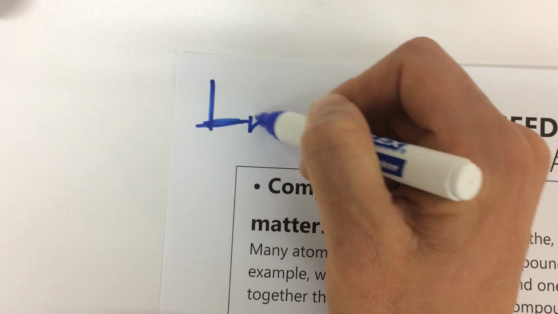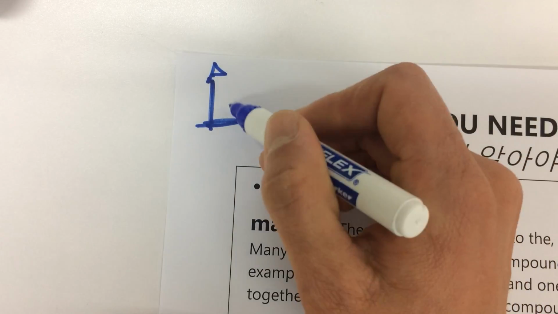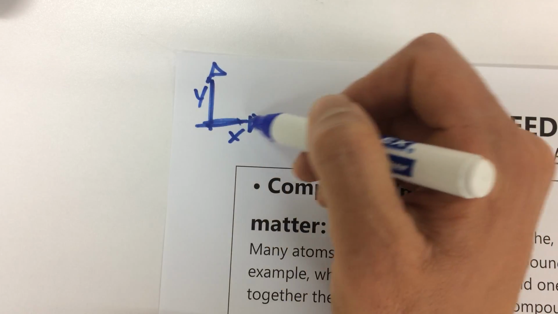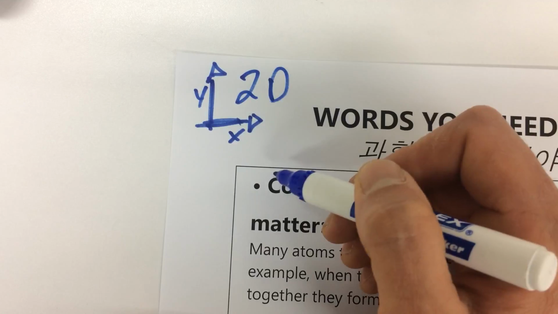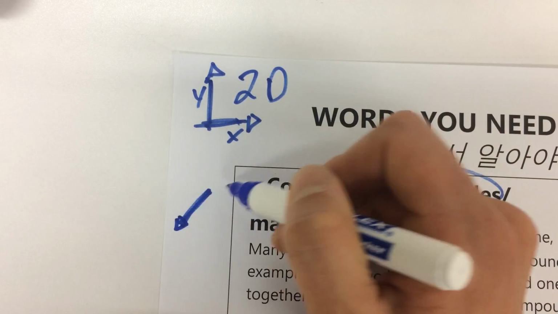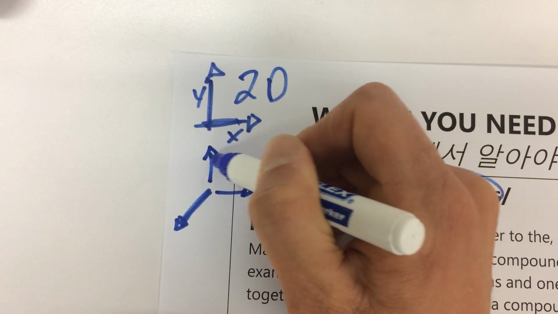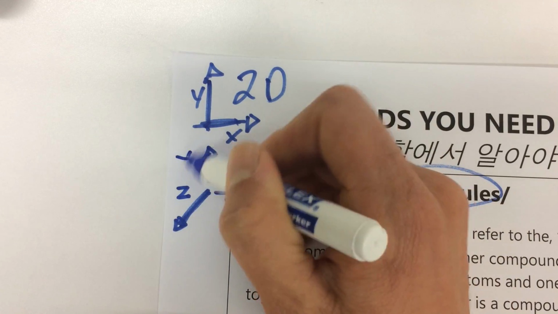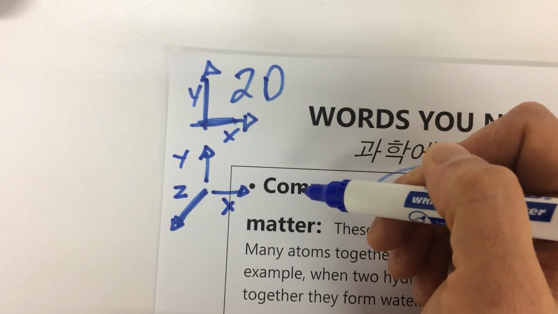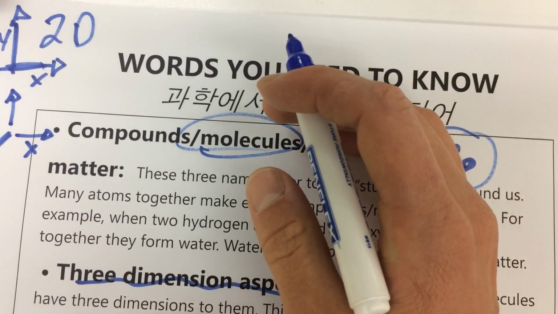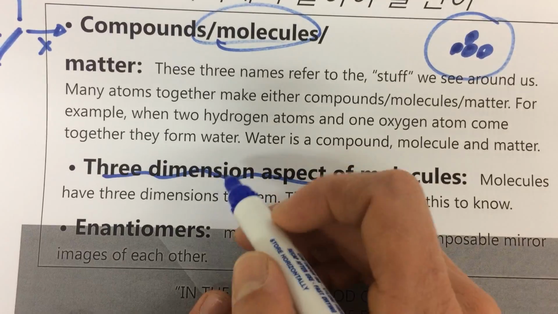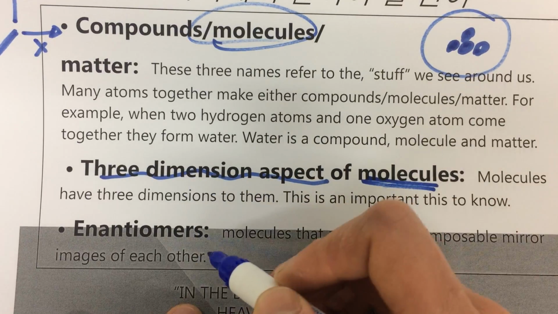So this is one dimension. That's your X and your Y. That's 2D. They are 3D, so they have what we call a Z-axis. X, Y, Z. Molecules are three-dimensional. Why are you three-dimensional? Because your molecules are three-dimensional.